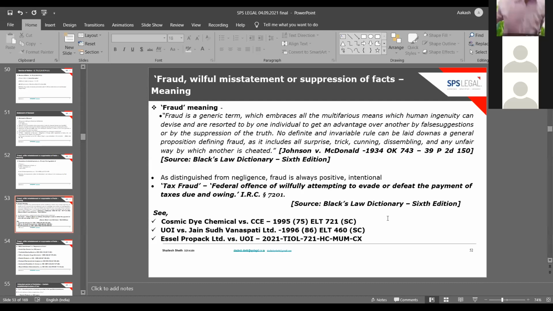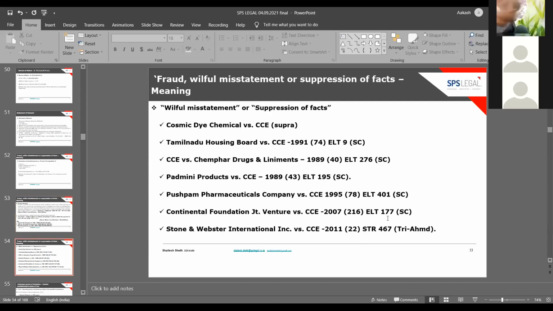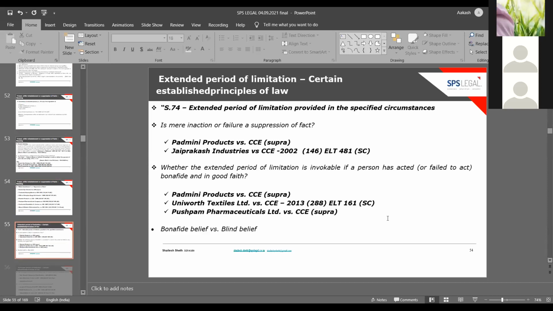These are the judgments which I would be citing henceforth, which have time and again explained all these different expressions like fraud, willful suppression, willful misdeclaration and collusion. Again, these are the judgments in which willful misstatement or suppression of facts have been explained in detail by the Supreme Court. They lay down certain basic fundamental principles of law, and I'll take them up in the coming slides. I'm just citing these judgments.